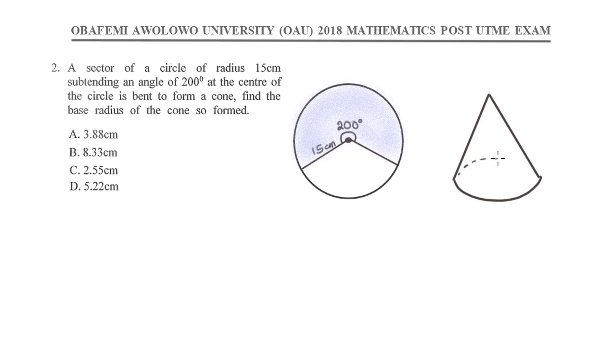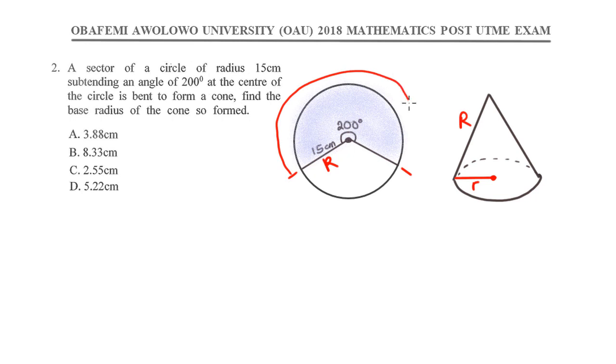It's going to have its own base circle. In the sector of the circle, we have the radius r as 15 centimeters. That r will transform to the side of the cone, but we have to find the radius of the base of the cone, the base radius of the cone that was formed.